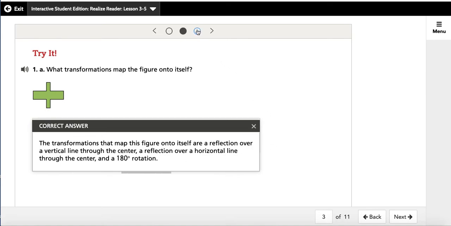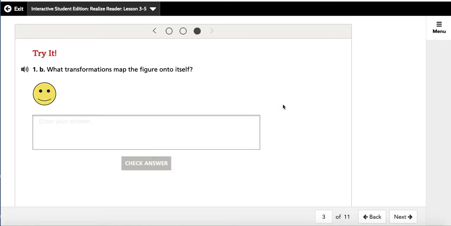All right, maybe they'll give us one that's a little different. Yes, this one. Click pause if you want to try this one on your own. What transformations map the figure onto itself? All right, it's a circle which has an infinite amount of lines, except it's a smiley face, so it's really only the vertical line that would keep the smiley face where it is.